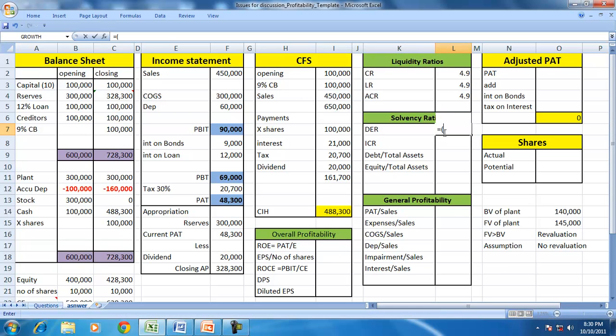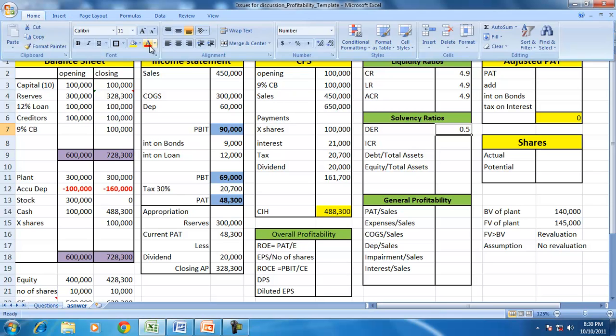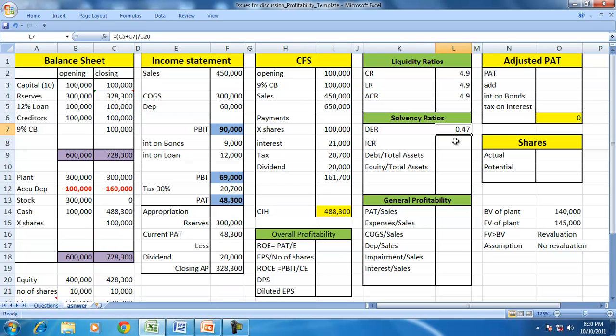Solvency ratio will tell us about the equity and debt equity ratio. The debt here is long-term debt plus the bonds divided by equity. So the debt equity ratio will show that in this case the debt equity ratio is less than 1, because the company is having more equity finance than the debt finance.